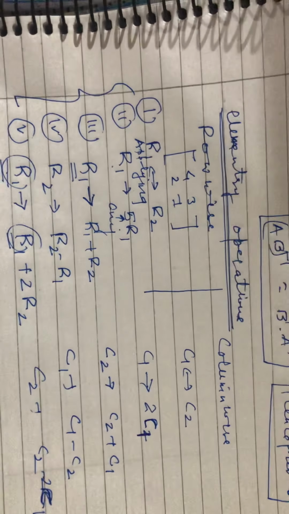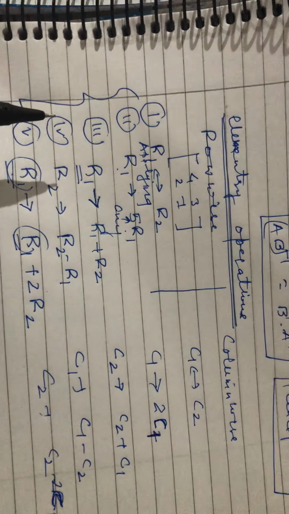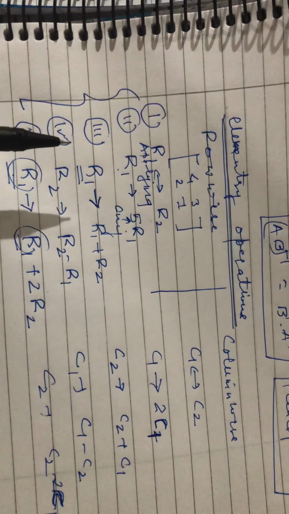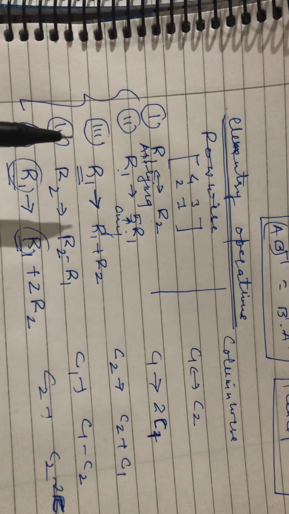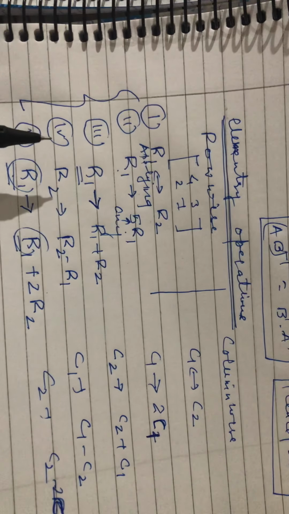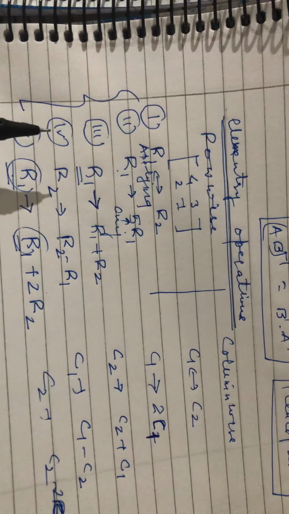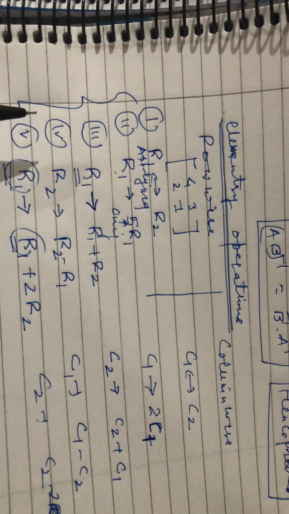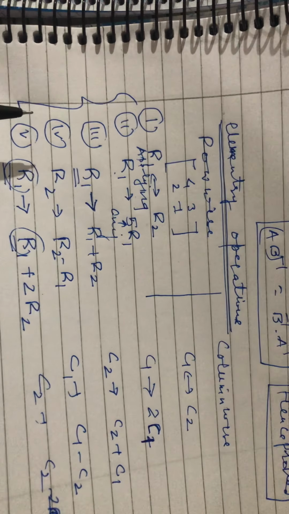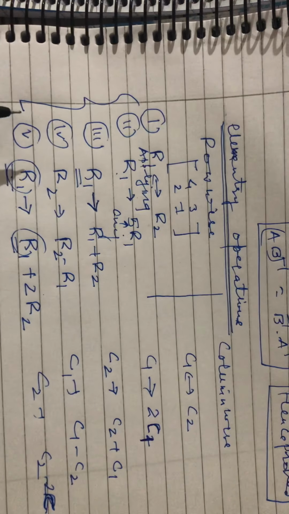Again, I am going to repeat these rules. If we apply the operation row wise, we can interchange row 1 with row 2, or row 1 with row 3. Then we can multiply any constant with any row or column. These are the main basic rules. By using these rules, which we call elementary operations, we can find the inverse of any matrices. Clear?